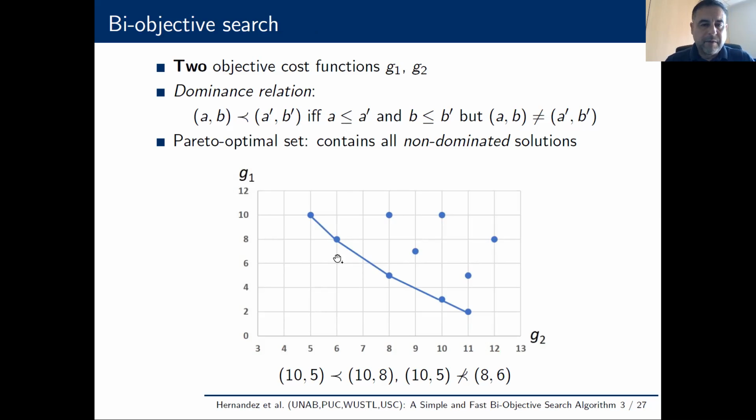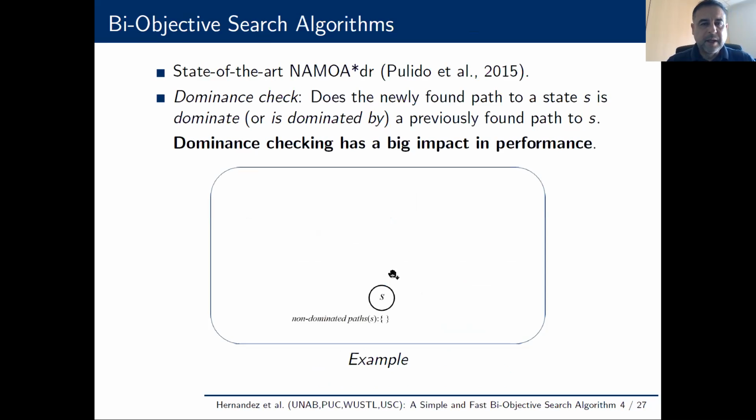For instance, here we have the vector 10, 5. This solution dominates 10, 8 because 10 is equal to 10, but 5 is less than 8. All the solutions that are not dominated in the set of solutions correspond to the optimal Pareto set.